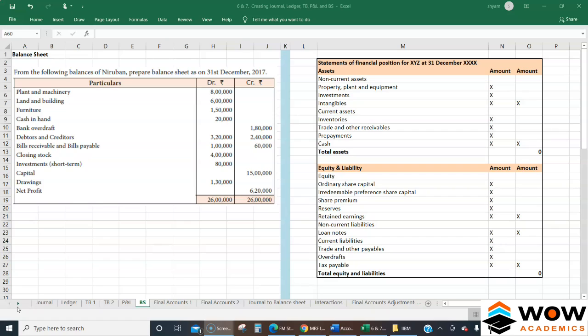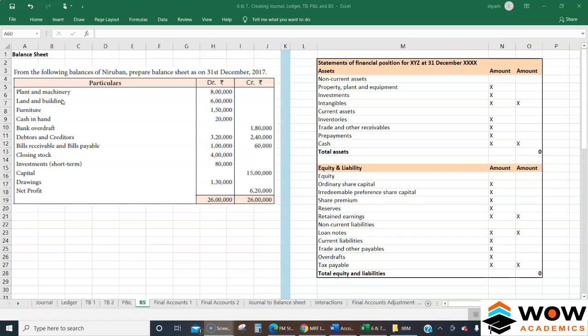So here we will have the list of balances from the ledger. We have to post this to the balance sheet. We have all the numbers pertaining to the balance sheet, and we are just going to post them. So we'll start.